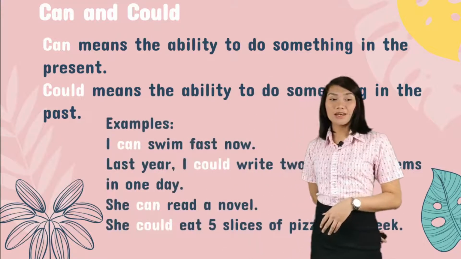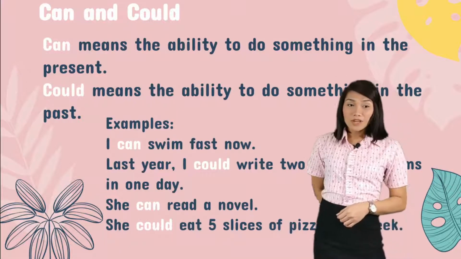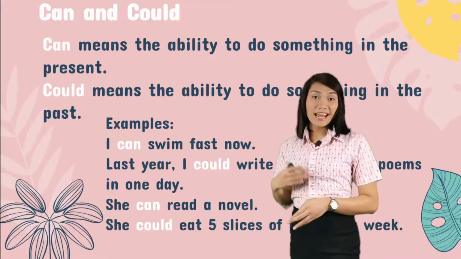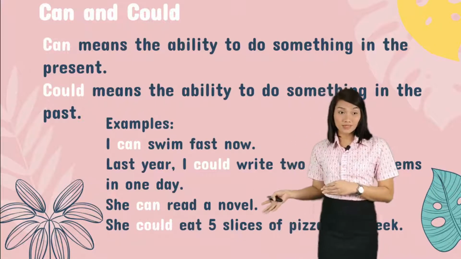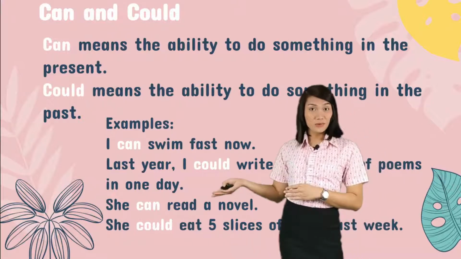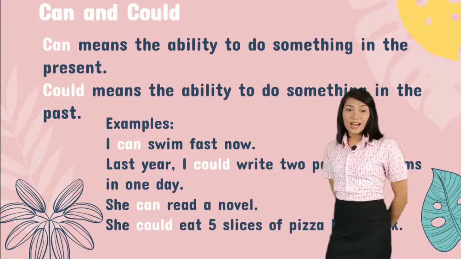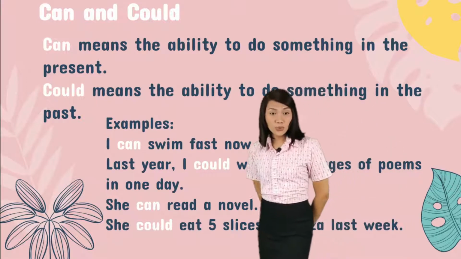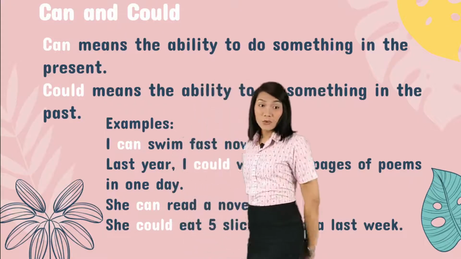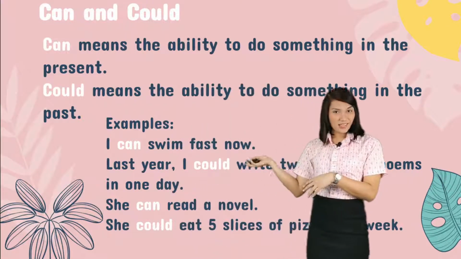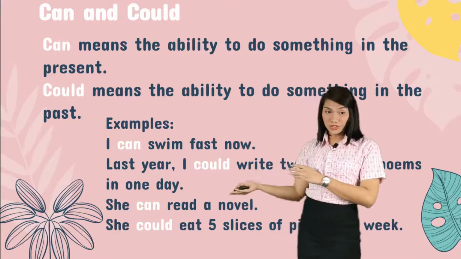Let's have this. I can swim fast now. So we are talking about an action that is happening in the present. That's why you use can. I can swim fast now. Next, last year, I could write 2 pages of poem in one day. So we are talking about last year. It means it happened already. So that's why we use could.